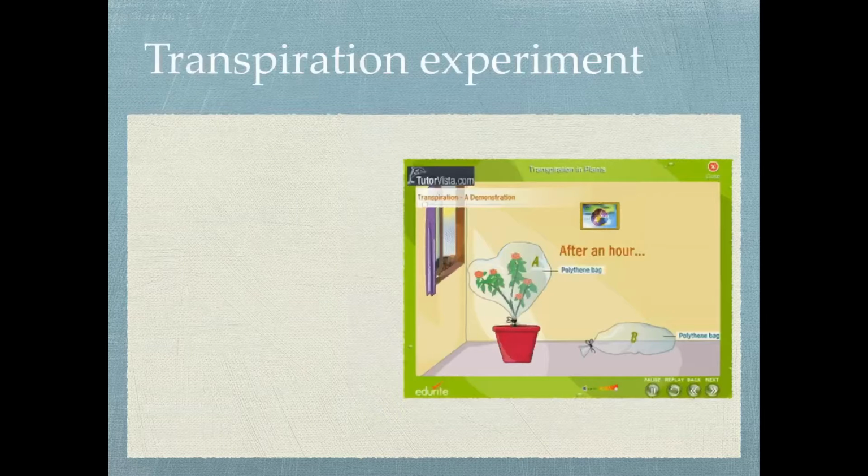Here is a transpiration experiment. There is a plant that we have here, which is covered in a polythene bag. And you'll see that bag B has no plant. So nothing should really happen in bag B. Ideally, bag B would be around a pot with no plant. That's a control experiment. It's just to show us that anything that does happen in A is going to be caused by the plant. So that's why we have a control.